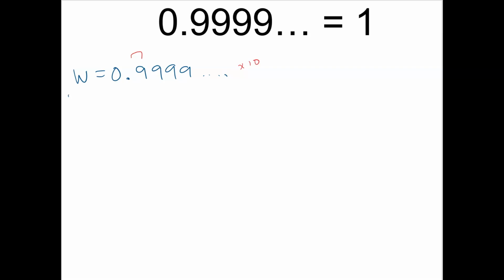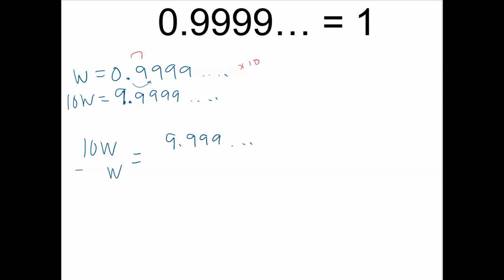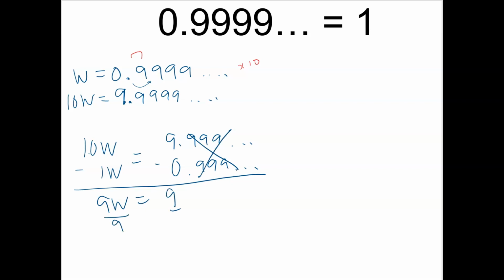So I'm going to multiply 10W, and that's going to move my digit over 1, so that's 9.99999. So if I do 10W minus W, which is equivalent to 9.99999 minus 0.999, what happens? 10 minus 1 is 9W. Those cross off and I get 9. When I divide both sides by 9, I get 1. But W is actually equal to 0.999. What? What's going on? They are actually equal.